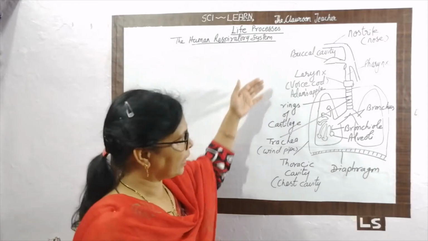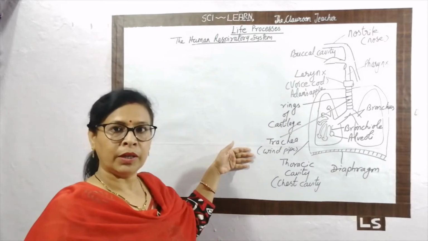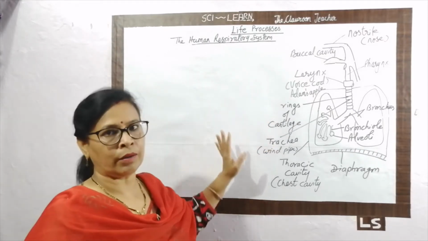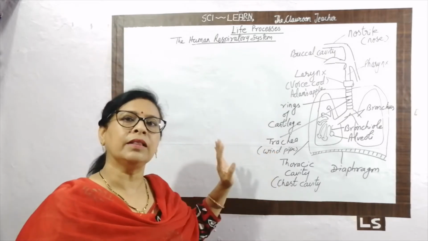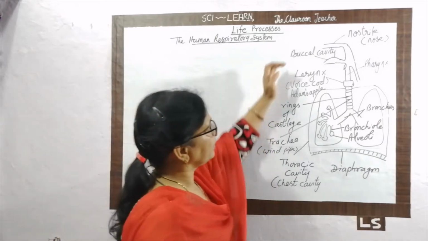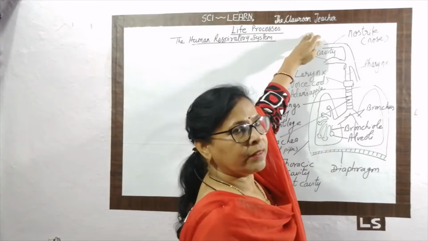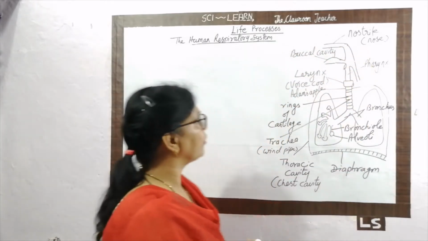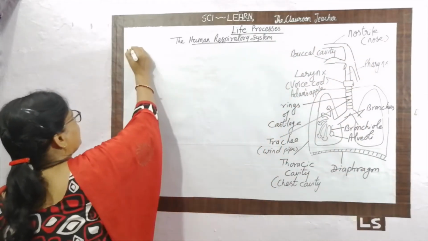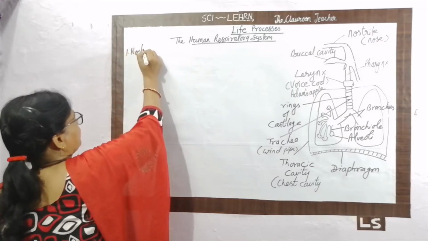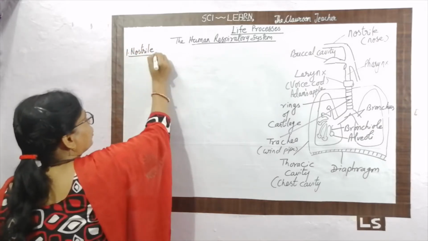Look here, I have already made a diagram for you. This diagram shows all the organs which participate in this. Now let us start from here. This is the nostril region that we commonly call the nose. That is the first organ which participates in this process. Nostril. Now what is the role of the nostril?